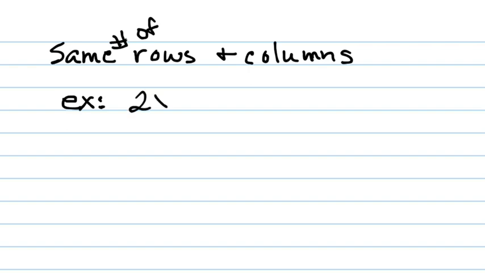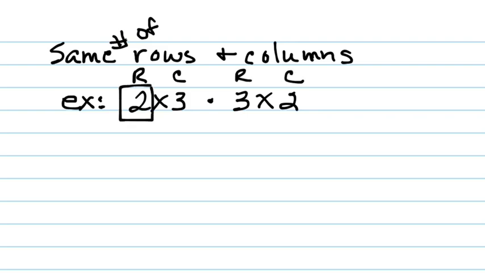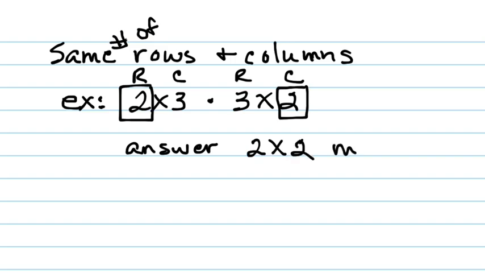if I multiply a 2 by 3 times a 3 by 2, okay? Remember, that's rows, those are columns, that's rows, those are columns. So the number of rows in the first one is 2. The number of columns in the second one is also 2. That means that yes, indeed, I can multiply them together. And then when I do that, the answer that I'm going to get is going to be a 2 by 2 matrix. Okay? The same number of rows as columns.